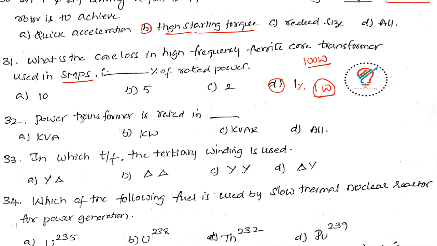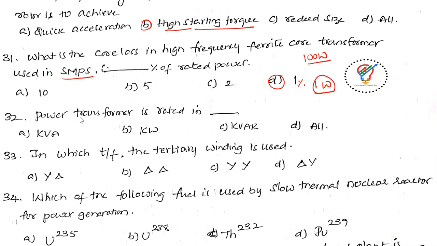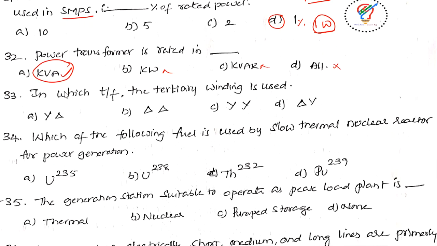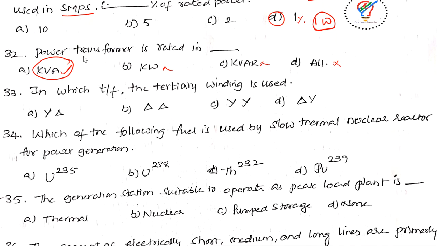Next one, the power transformer is rated in, simple question. A power transformer is rated in kVA, not in kilowatts or kVAR. Generally they are rated in kVA. Why? Because both the losses, core loss and copper loss, depend upon the product of voltage and current. That's the reason they are specified in VA. They can also be represented in MVA.